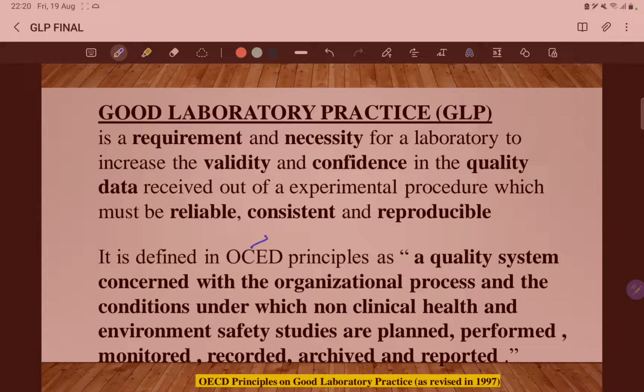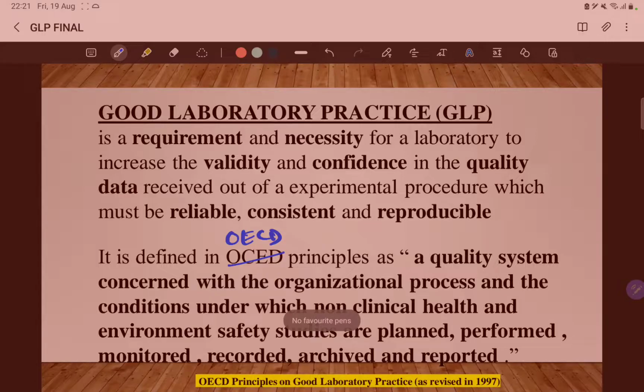What is OECD? This is the Organization for Economic Cooperation and Development. Okay, OECD principles, that is Organization for Economic Cooperation and Development.